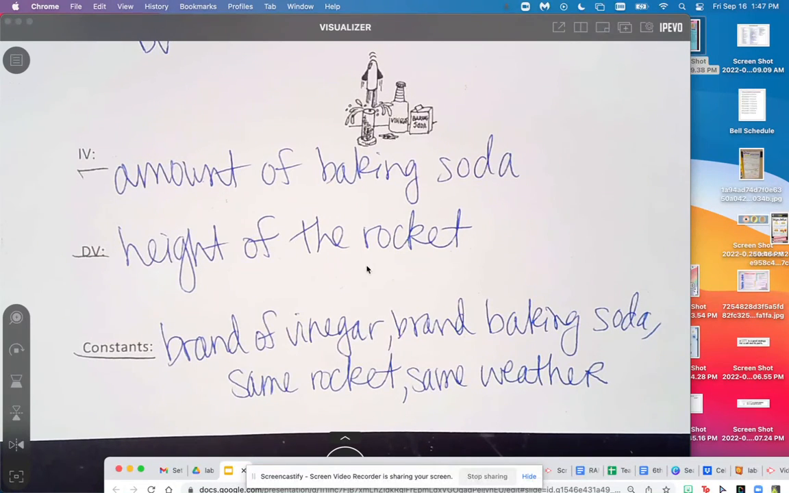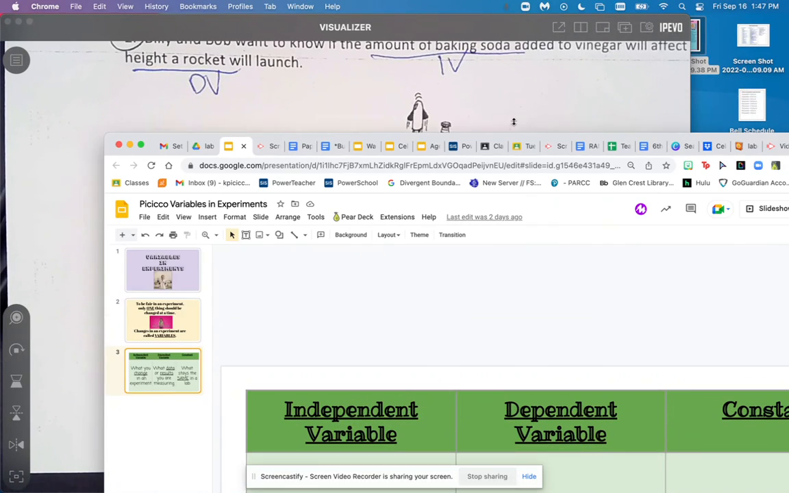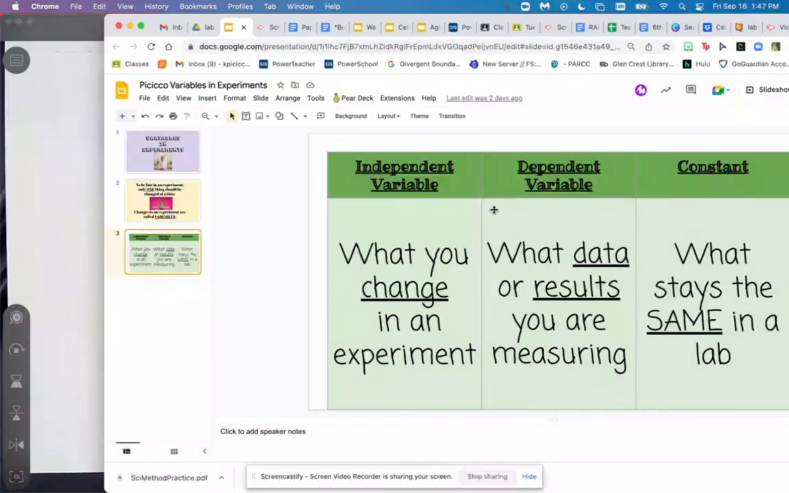So there's how you do variables, all right? If you need to go back and open up this presentation while you do the homework, that might be a good idea to help you remember, okay? So go back to Google Classroom. You're going to go to the homework, the Google Slides, and you're going to work on the homework for tonight. Okay, good luck.